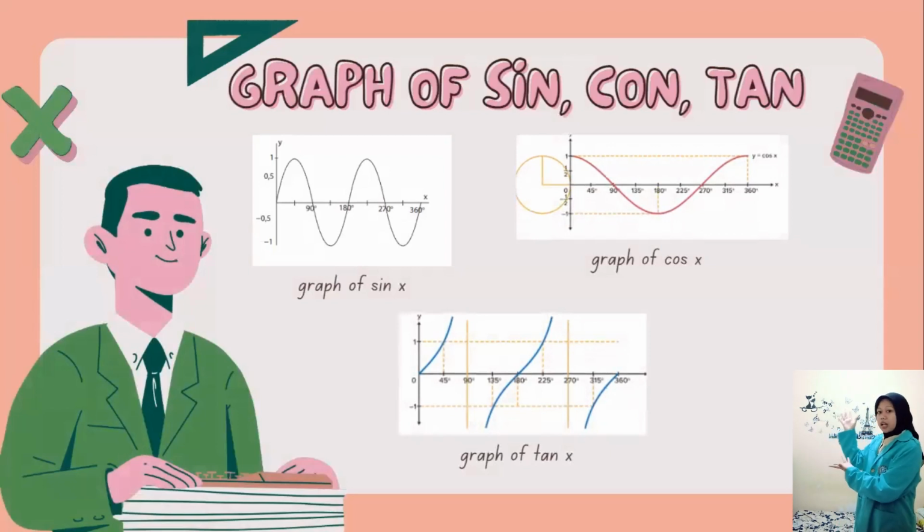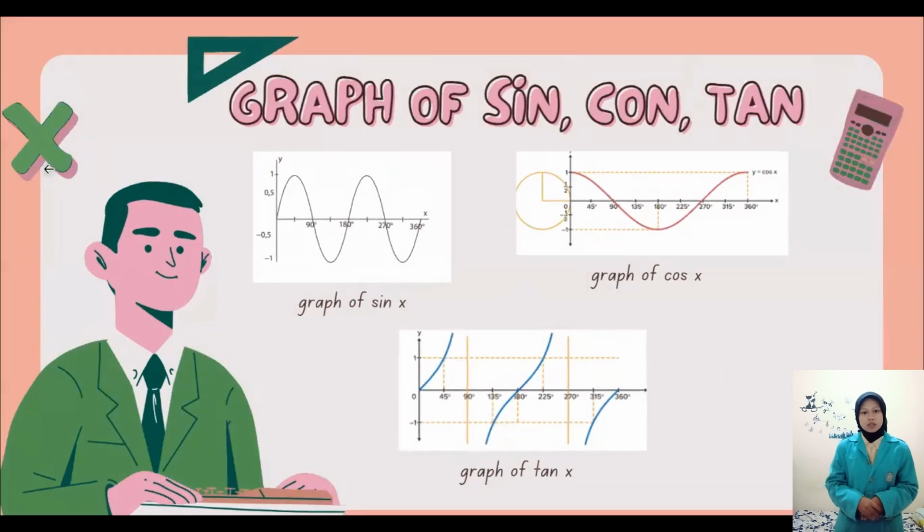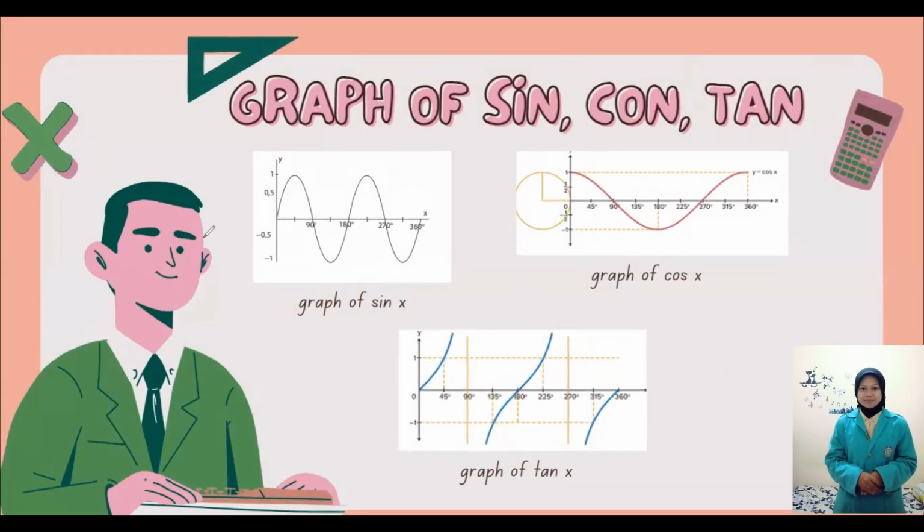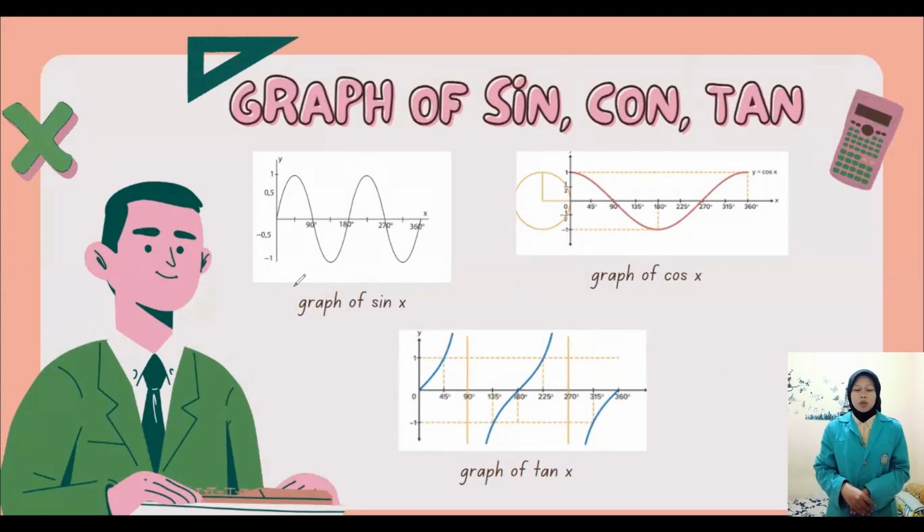There is a graphic of sin, cos, and tan. Now we will analyze the characteristics of the graphs of sinus, cosinus, and tangent. First, we will analyze the sin x graph characteristics.